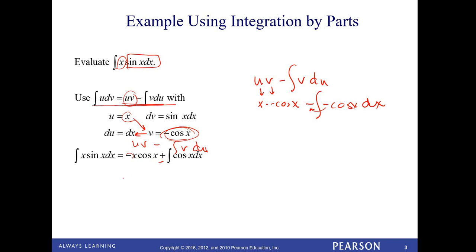So now my integral is going to be negative x cos x plus the integral of cosine x. And I think they did that on the slide, but you can see that now that integral is much easier than my original integral. So negative x cos x plus sine x, don't forget your plus C.